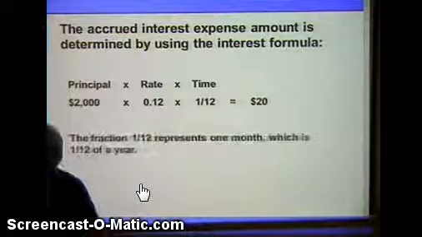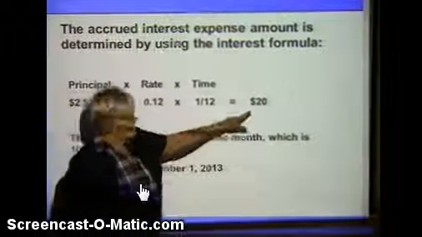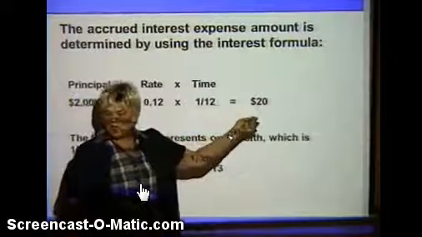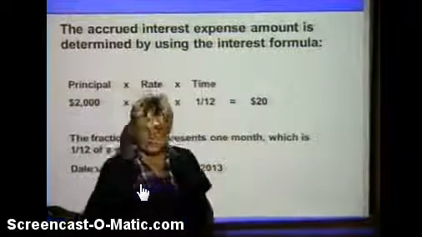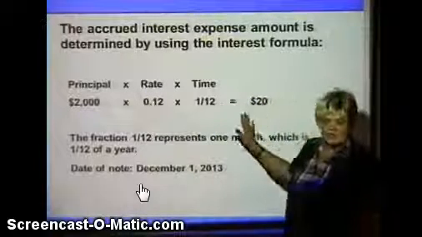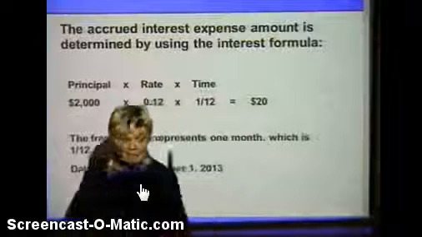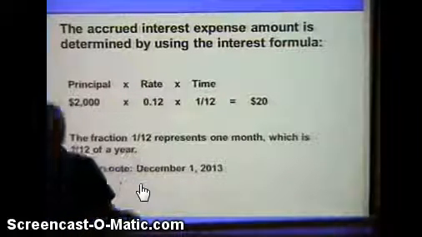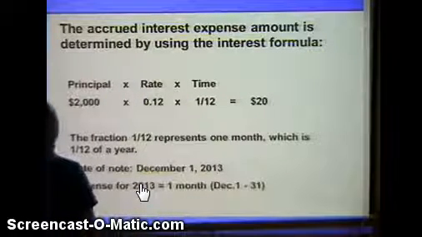That doesn't sound like much, but what if that note was for $200,000? Okay, see, it's all relevant. So we owed them $20, so we're going to show that as interest expense for that month, right? For this accounting period. Okay, all right. Now you're going to put it in your interest expense, interest payable to show it. Okay.